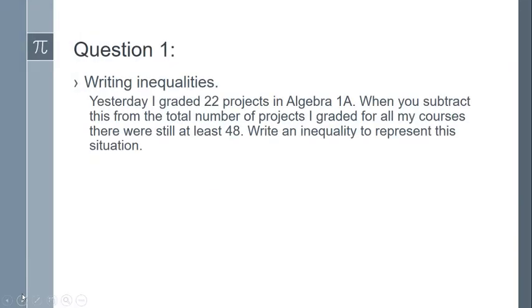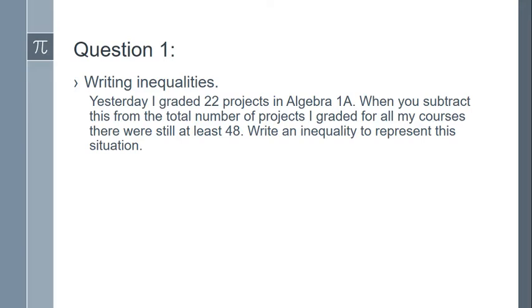Question 1. That's writing inequalities. So suppose yesterday I graded 22 projects in Algebra 1A. When you subtract this from the total number of projects I graded for all my courses, there were still at least 48. Write an inequality to represent this situation.